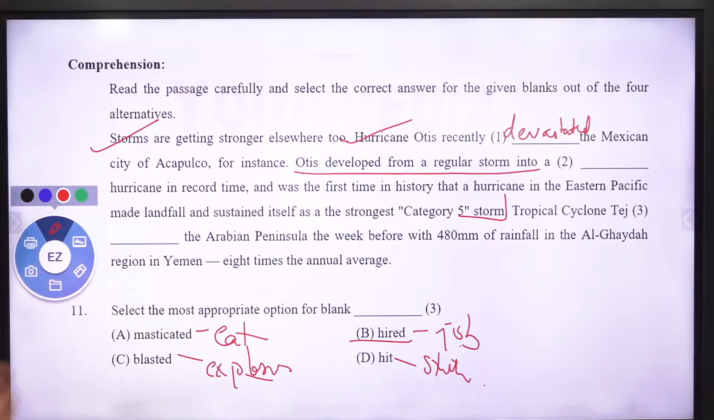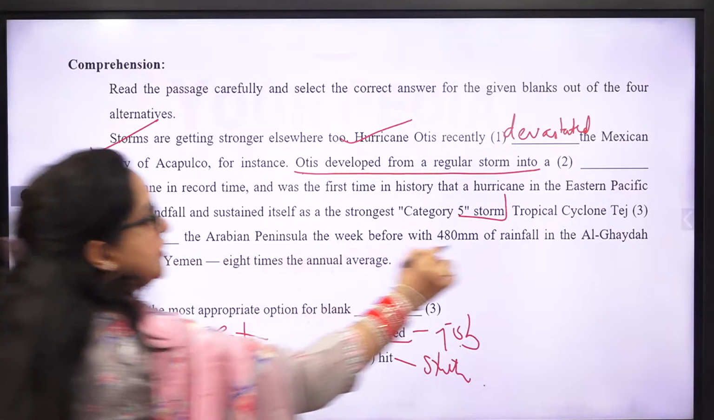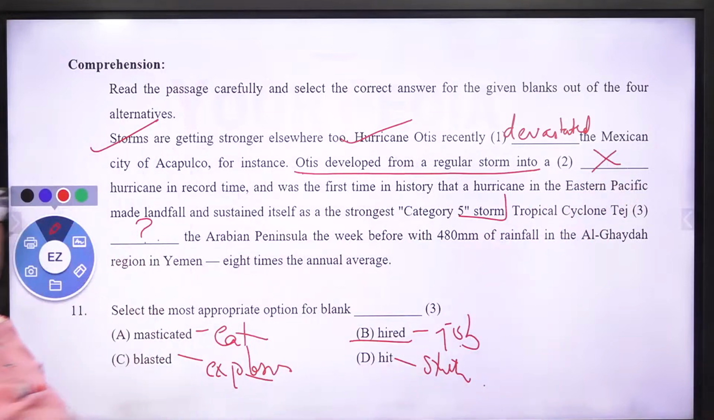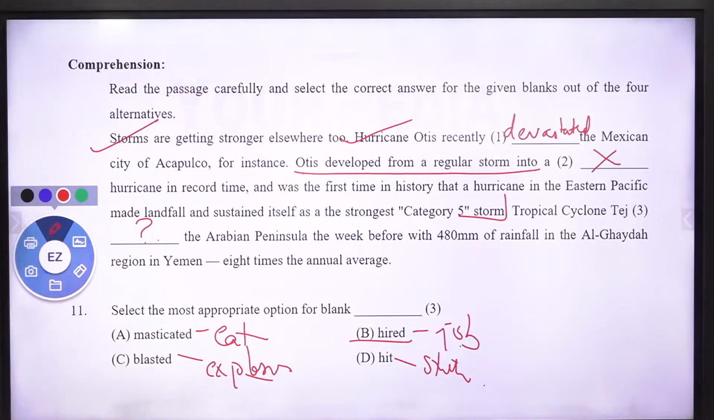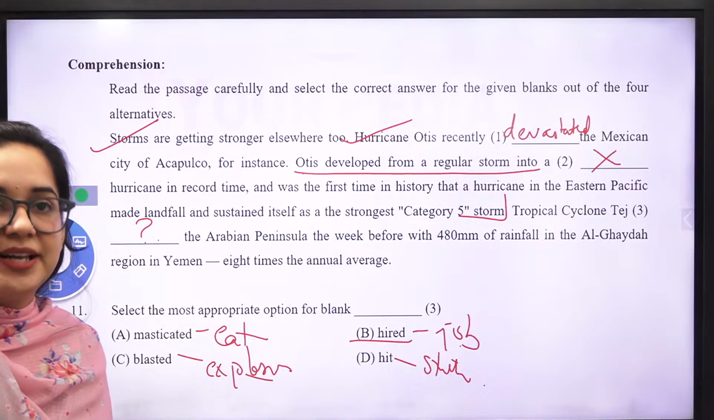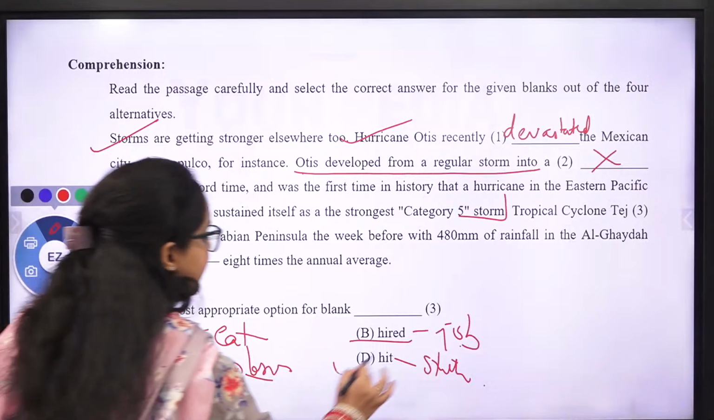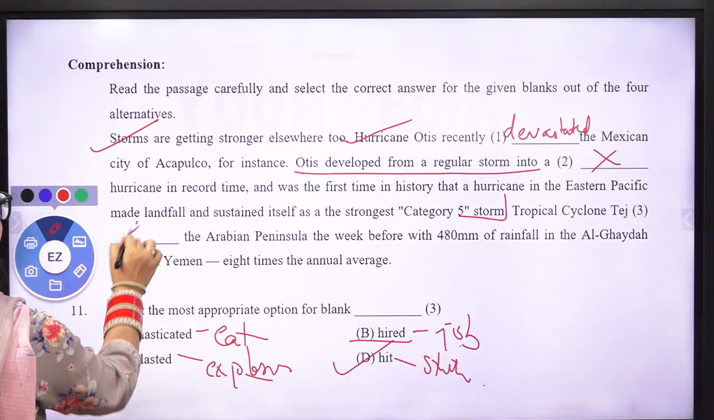Yeah. And then you have to study it for option third. Tropical cyclone Tej dash the this. Now you have to identify the terminology for here, not for this right now. Yeah, it's for the third one. Sorry, I read it first. So for third, what will be there? The tropical cyclone Tej dashed the Arabian Peninsula the week before with 480 millimeter of rainfall. So what will it be doing? Hit. Yeah, hit is the right word. It will be hitting. So here it is your hit option.